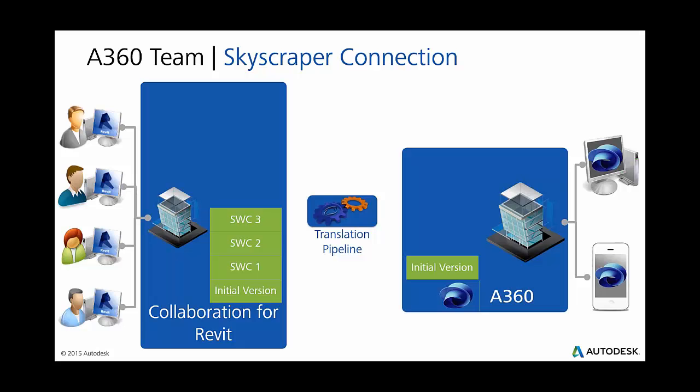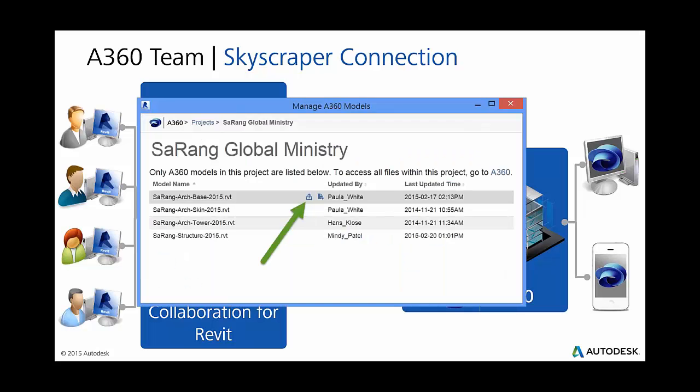Those versions are not automatically surfaced inside of A360 Team. What you need to do is you need to take a version and you need to use that Manage A360 Models dialog we were looking at earlier, and you need to hit this nice little button, and that button is going to trigger a server-side process to suck in that version into A360 Team for web and mobile viewing, search, and social interaction.